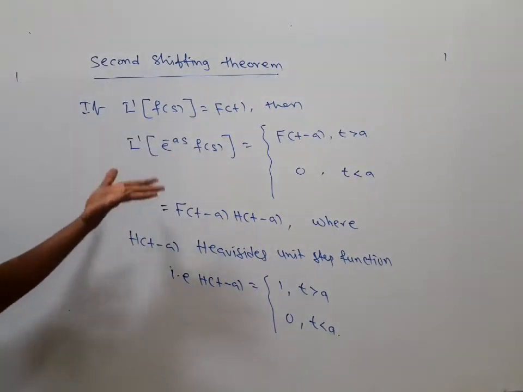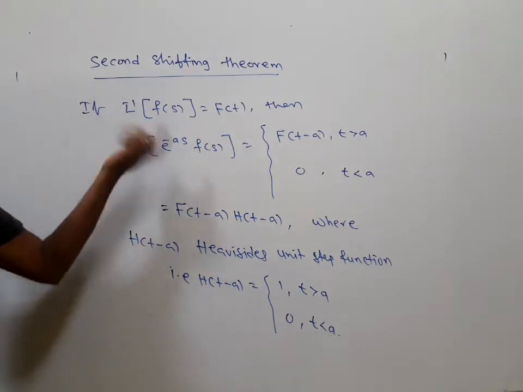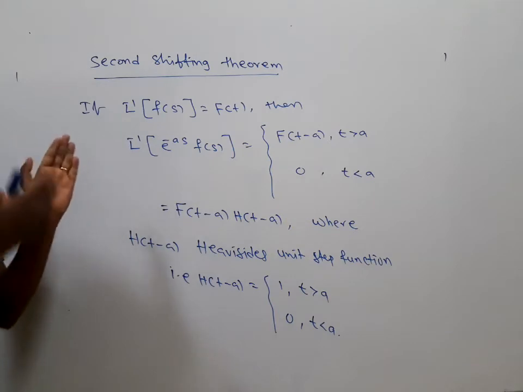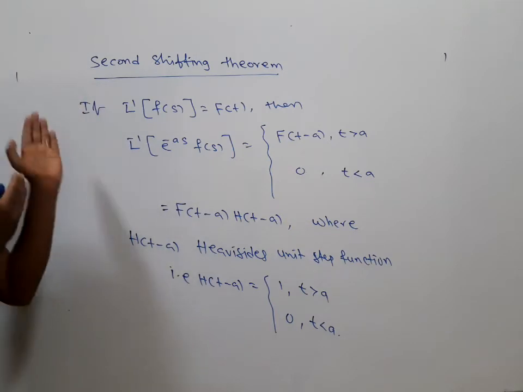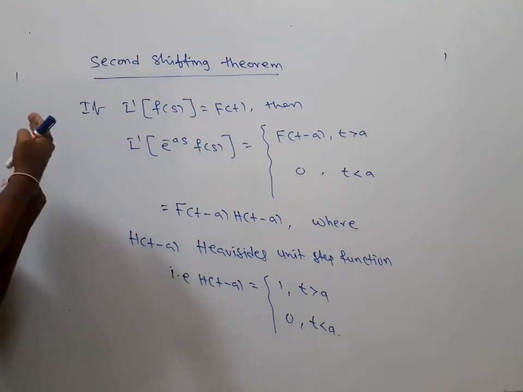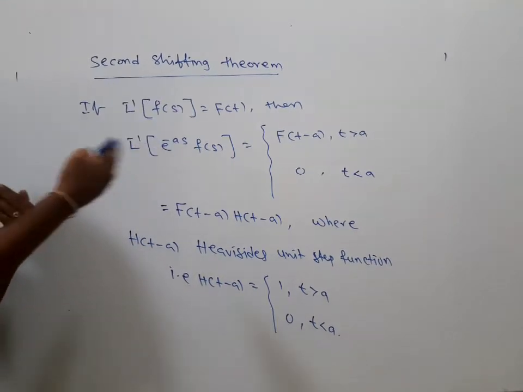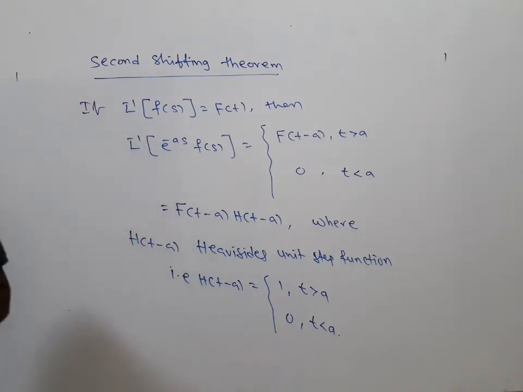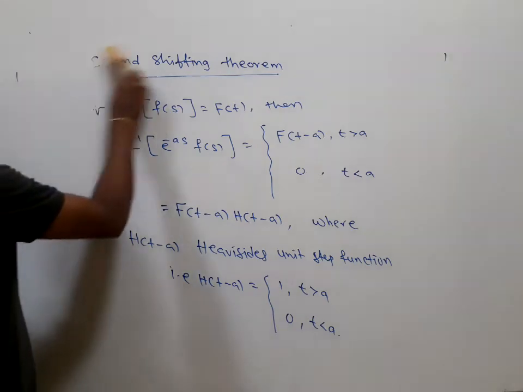The proof is the same. When you apply the Laplace transform to the function f of t, L of f of t is equal to f of s. You take the Laplace transformation operator L from the left-hand side to the right-hand side, and it becomes the inverse Laplace operator. You will get this, right? This is the second shifting theorem. Now we are trying to solve problems by applying the second shifting theorem.